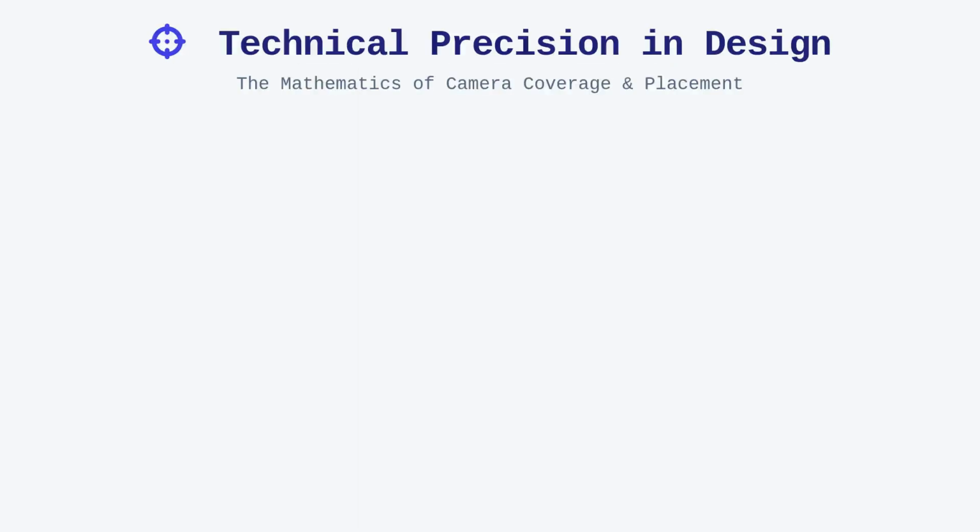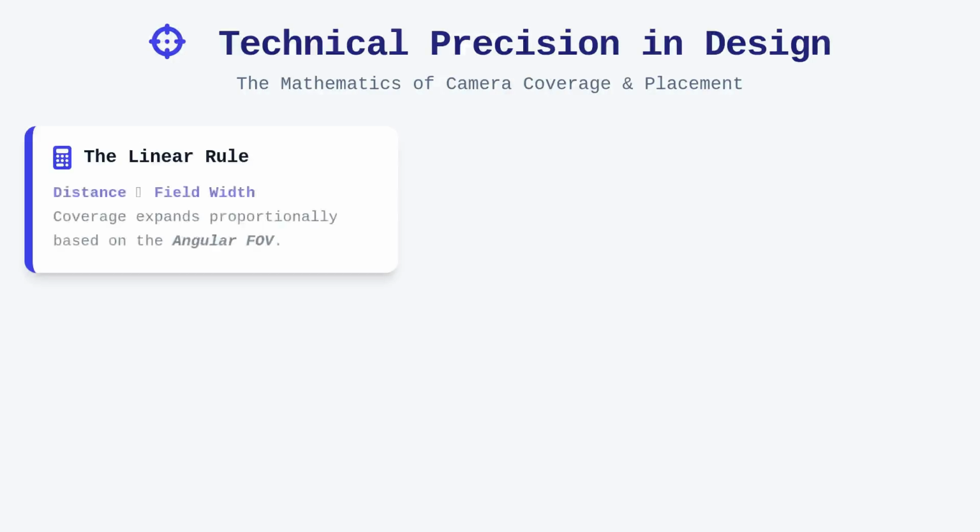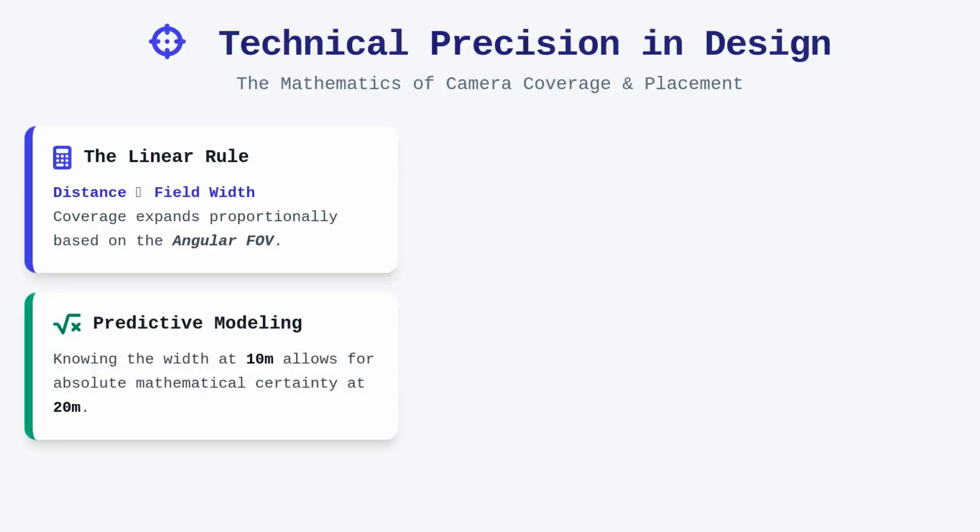Precision in your design phase relies on your ability to perform these technical drills regarding object proportions and distances. As the distance from the camera to the target increases, the field of coverage width expands proportionally according to the lens's angular FOV. This relationship is linear, meaning that if you know your field width at 10 meters, you can mathematically predict your field width at 20 meters with absolute certainty.